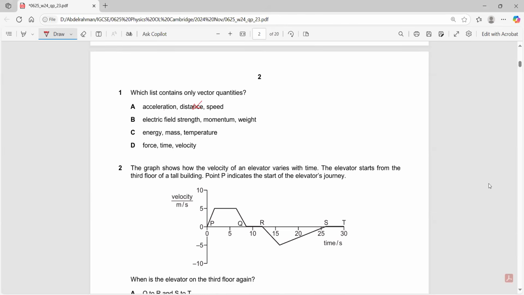Acceleration, distance, no, distance is wrong. Electric field, momentum, and weight. They are all vector quantities, yes.